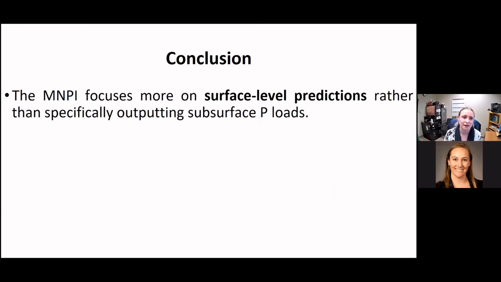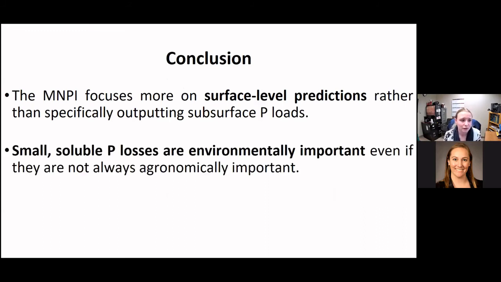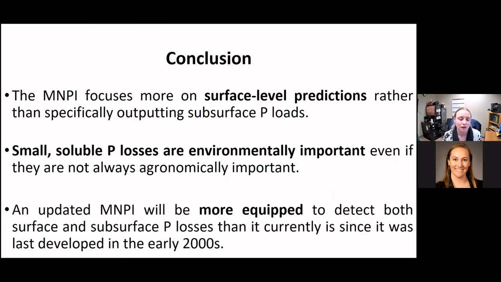Conclusion, the MNPI focuses more on surface level predictions rather than specifically outputting subsurface phosphorus loads. However, these small yet soluble P losses are environmentally important, even if they are not always agronomically important. An updated MNPI will be more equipped to detect both surface and subsurface losses of P than it currently is, since it was last updated in the early 2000s.